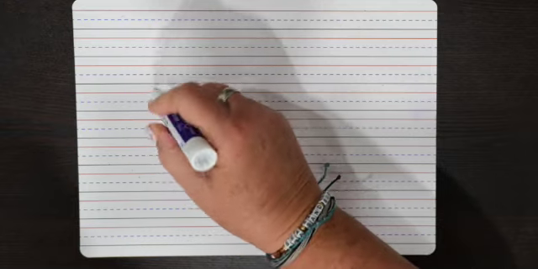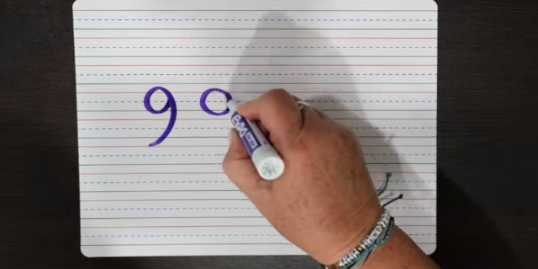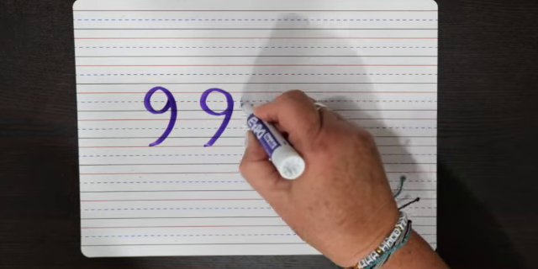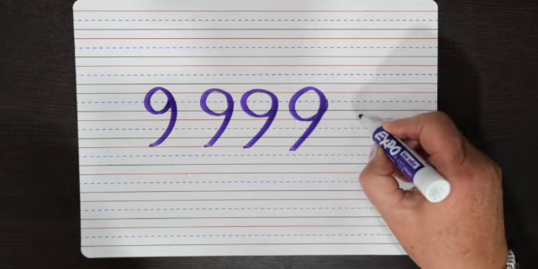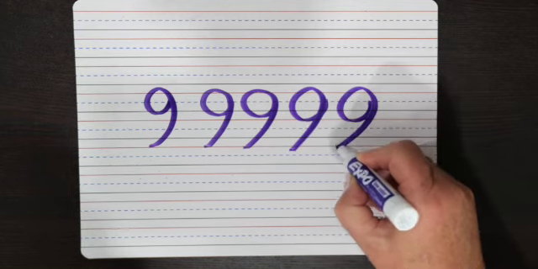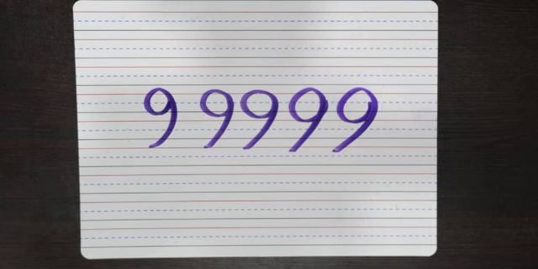The number 9 is curve up, around, stop. Curve up, around, stop. That's how you make a 9.